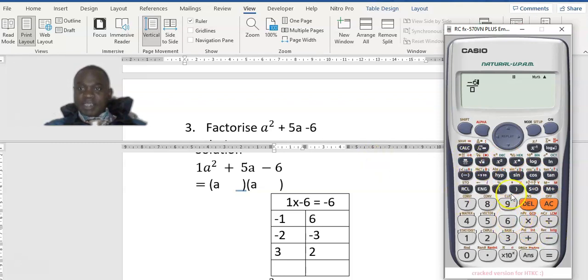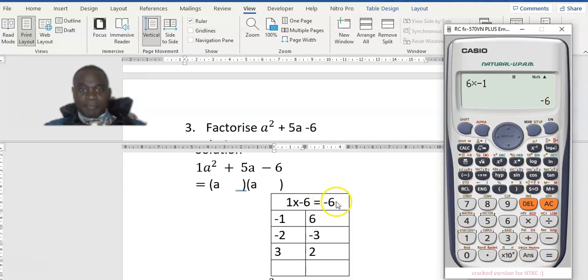So negative 6 divided by 1, it gives us negative 6. So negative 6 divided by negative 1, it gives us what? 6. So this one, what are we going to have? Negative 1 and 6 is going to give us negative 6. Let's check it. 6 times negative 1 gives us negative 6.